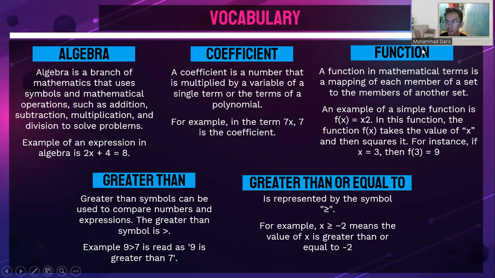Third is function. A function in mathematical terms is a mapping of each member of a set to a member of another set. An example of a simple function is f(x), or y, is equal to x squared. In this function, f(x) takes the value of x and squares it. For instance, if x is equal to 3, then f(3) is equal to 9.